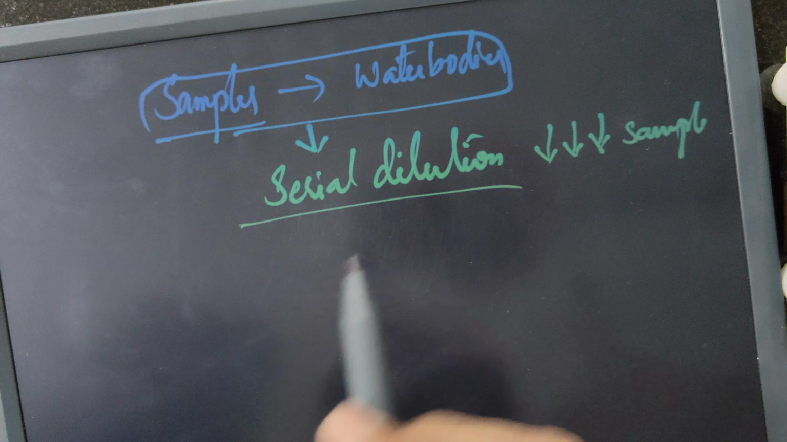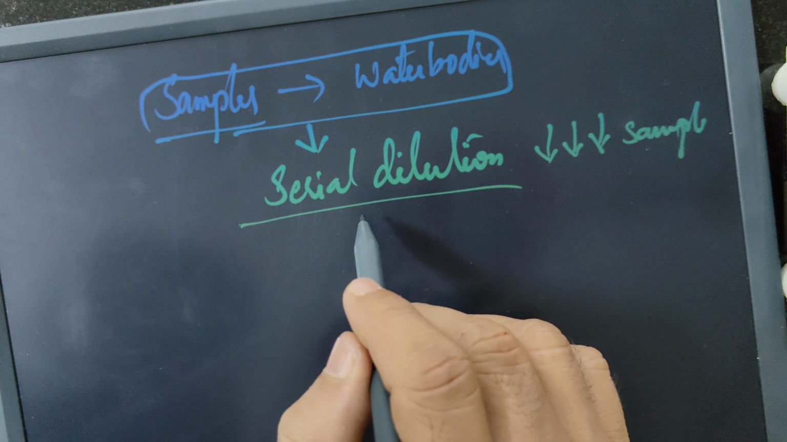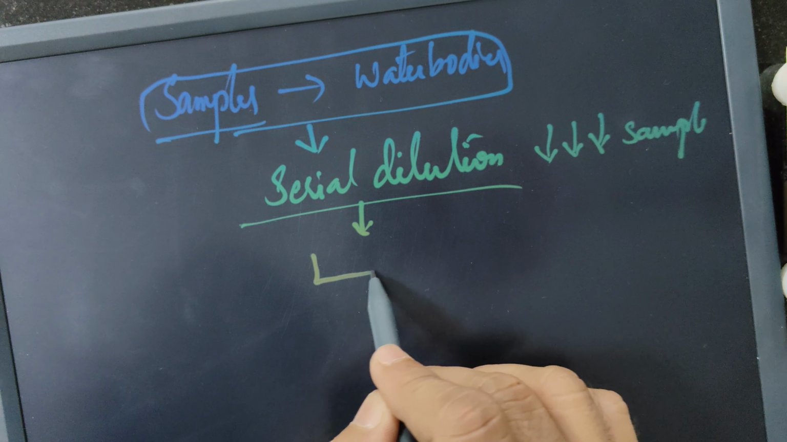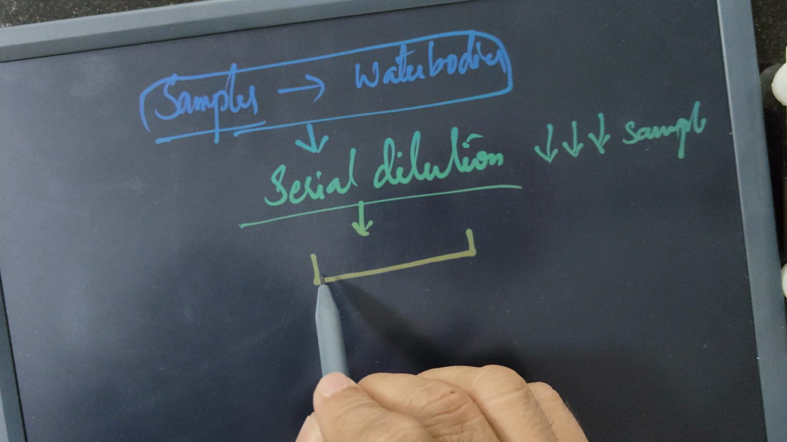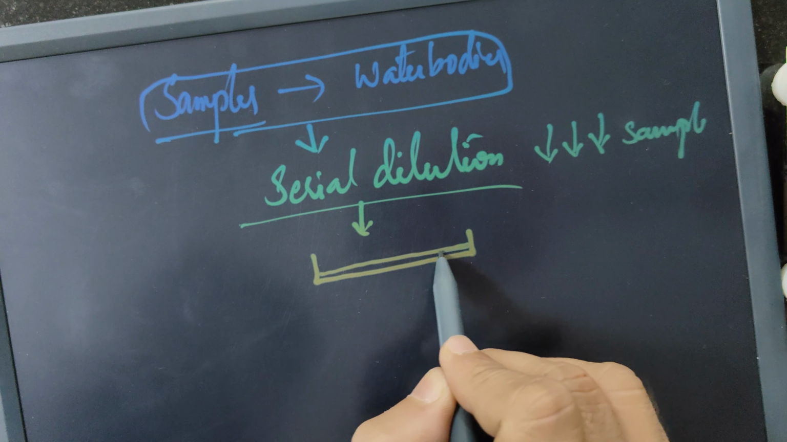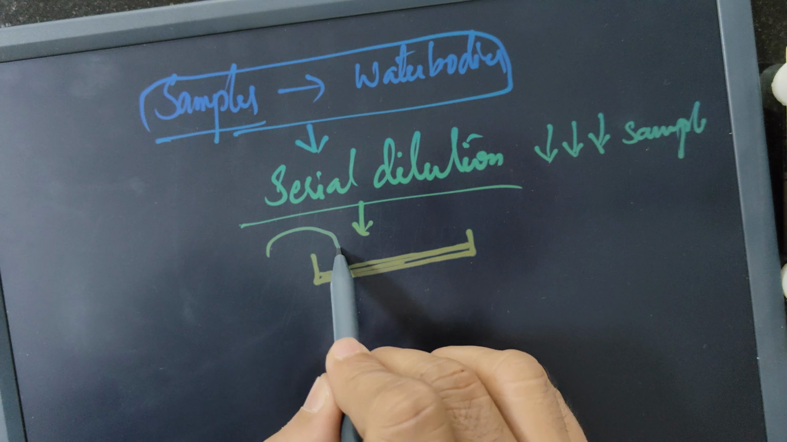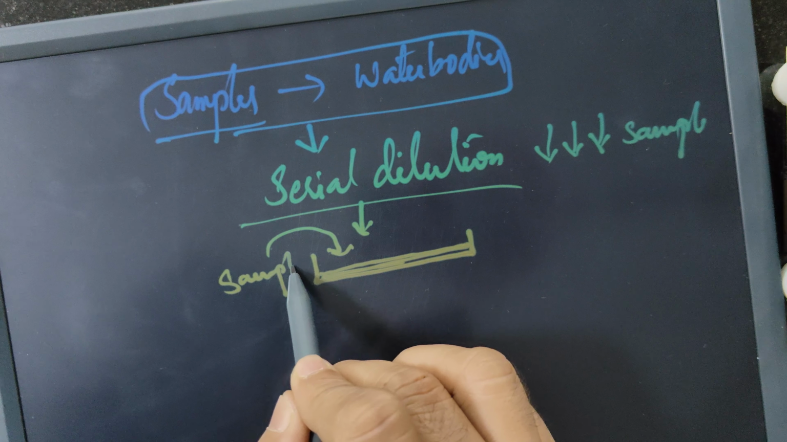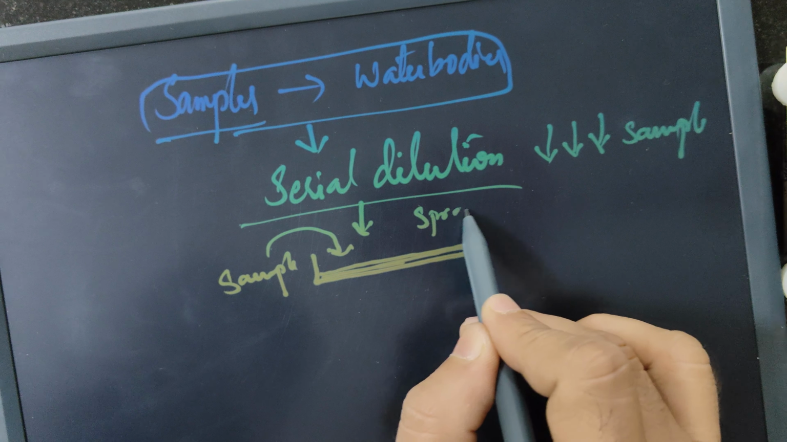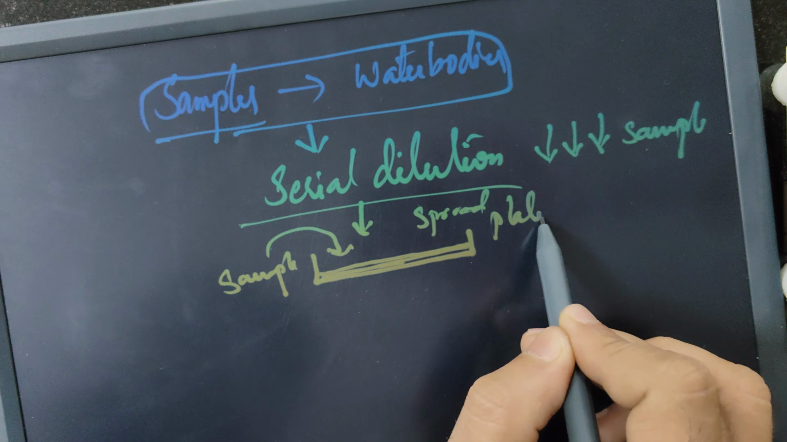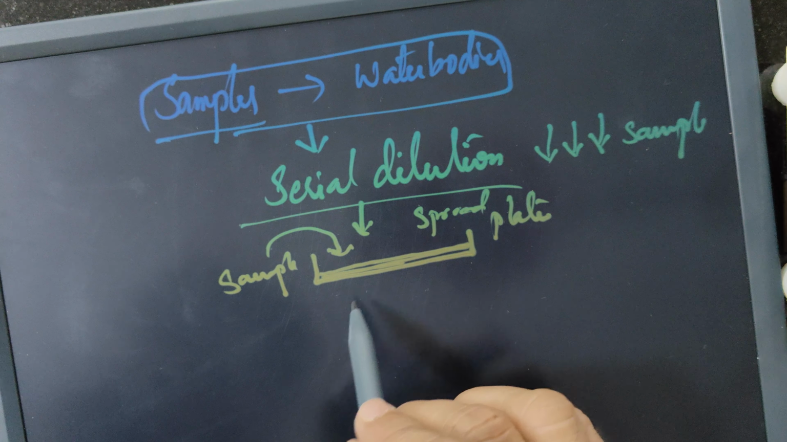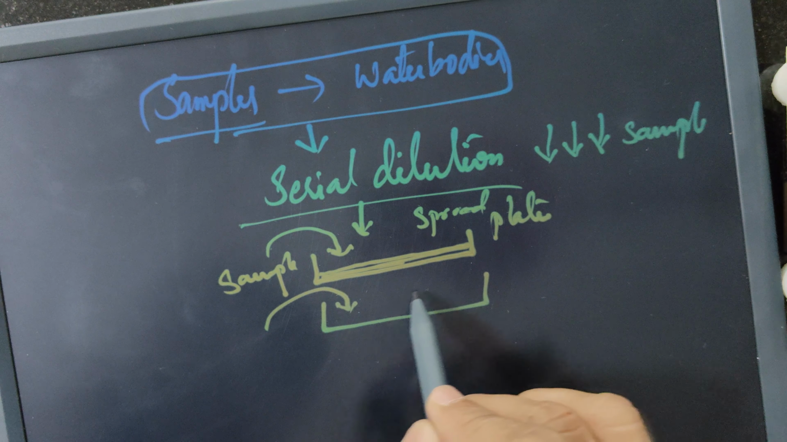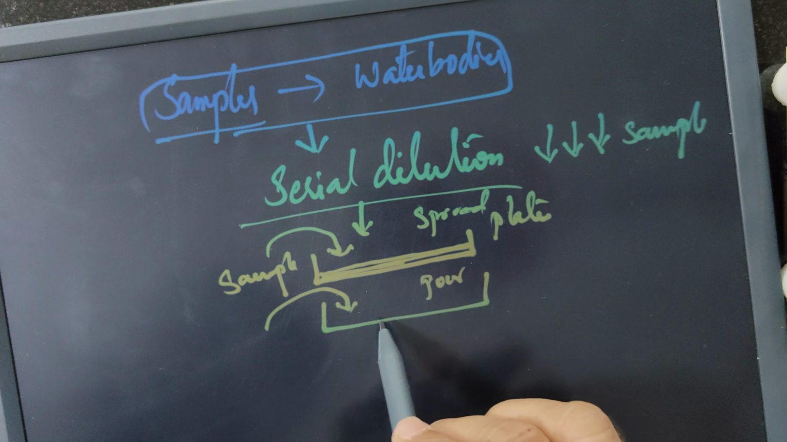Here, my dear students, is an important step. In normal serial dilution, we use a petri plate. If there is a media present already, then we add the sample. It is called a spread plate, and if you have an empty petri plate, then you add the sample first, and it is called a pour plate.